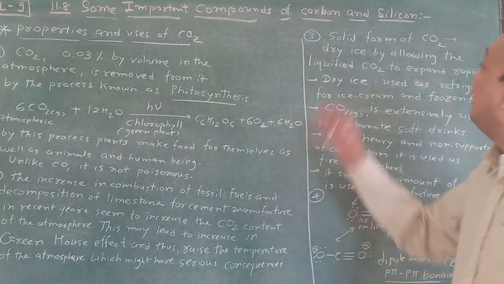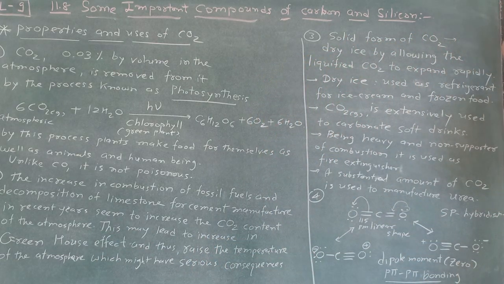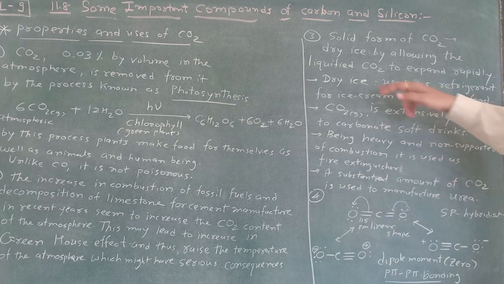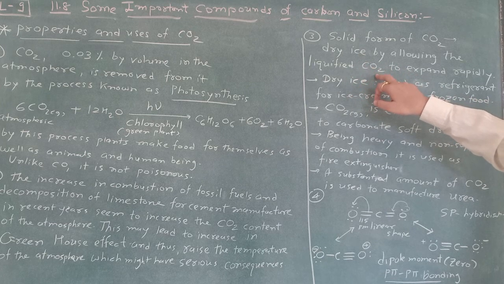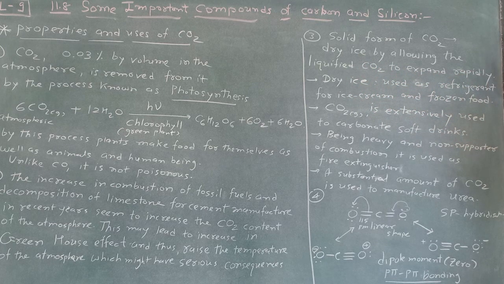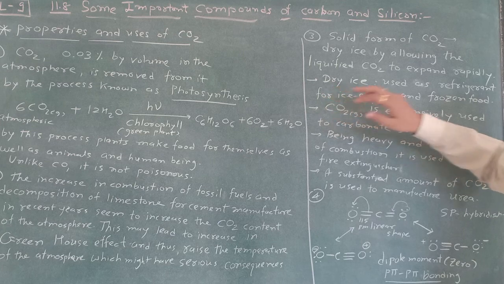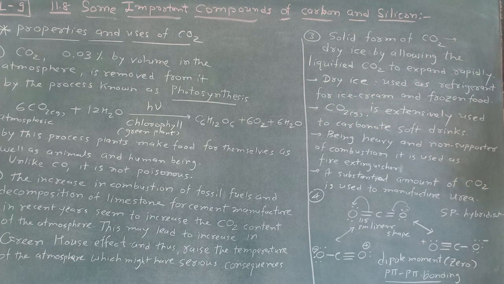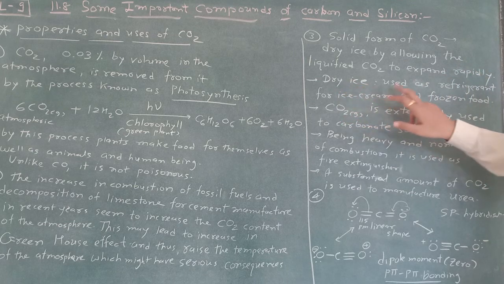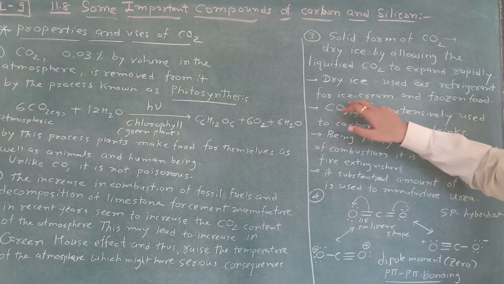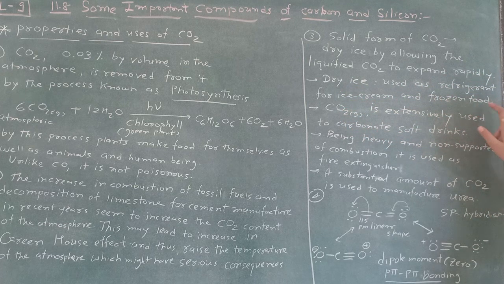And the third one: the solid form of carbon dioxide is known as dry ice, made by allowing the liquefied carbon dioxide to expand rapidly. That means liquid CO2 expands rapidly to give dry ice. First, dry ice is used as a refrigerant for ice cream and frozen food. This is very important.